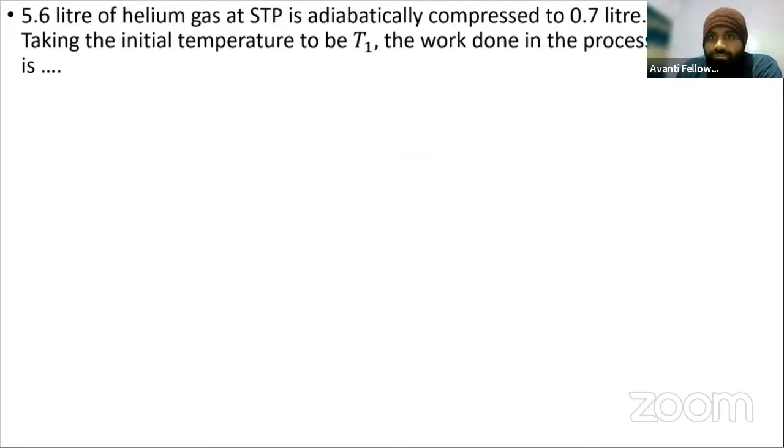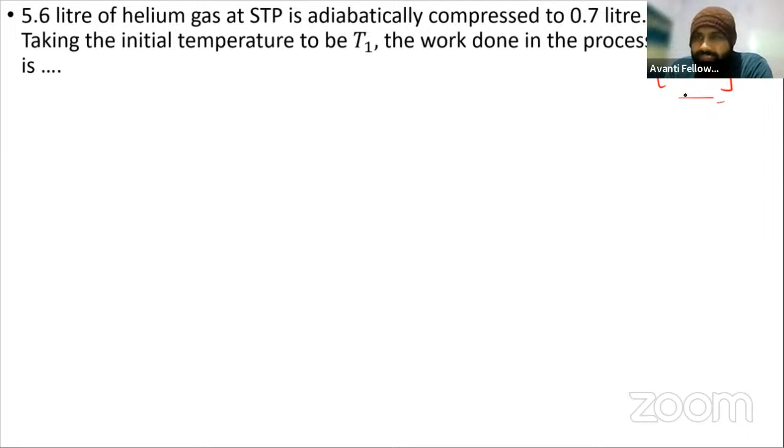Try to solve this question. I'm giving you 1 minute to solve this, not more than that. Helium gas is given to you. Remember that helium gas is a monoatomic gas.